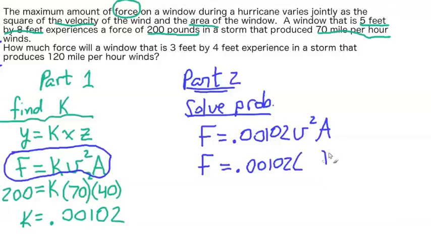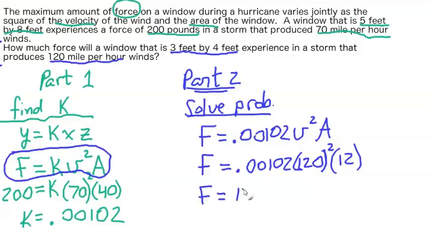The velocity squared that this window is going to be experiencing is 120 mile per hour winds. So this gets 120. And then A is the area of the window. Well, this window is a 3 by 4 or 12 square feet. So this would be 12. So let's see here. Times 120 squared times 12. So the force on the window, a little bit smaller, but a higher wind factor, velocity is 176.3 pounds.